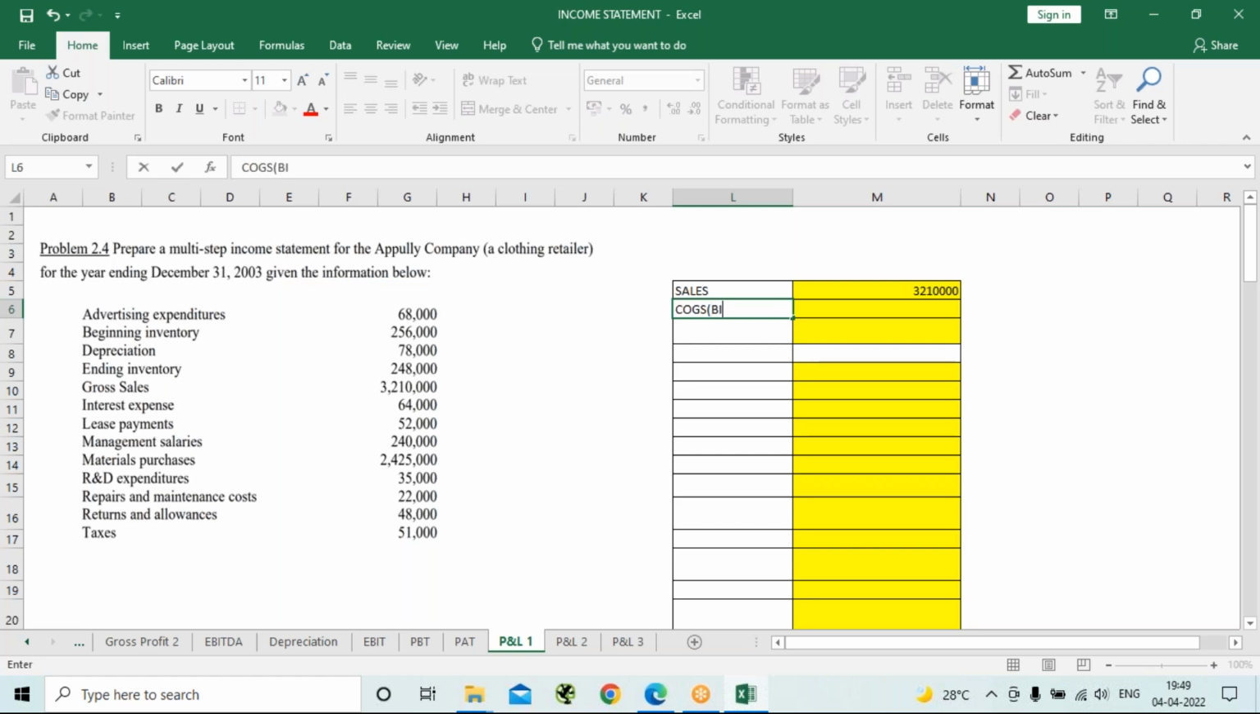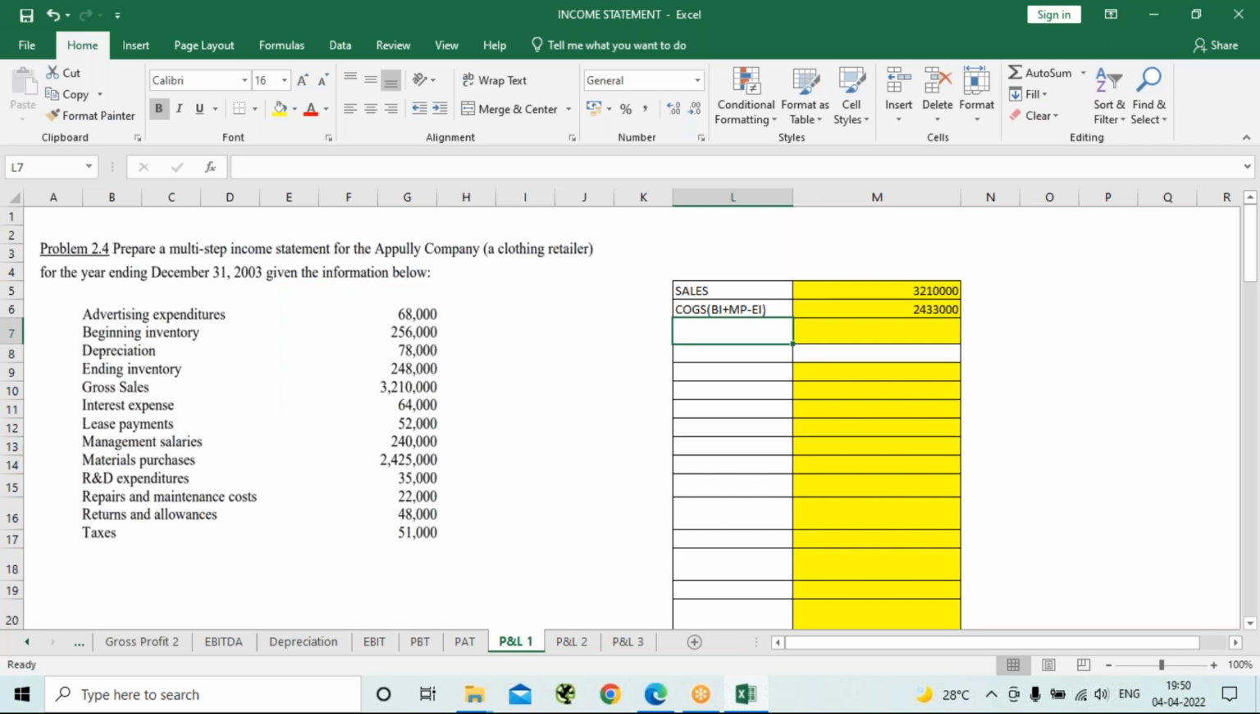It is beginning inventory, plus material purchases, minus ending inventory. Okay, so we will put all these values in. It equals 2,56,000 as beginning inventory, plus the material purchases value of 24,25,000, minus the ending inventory of 2,58,000. So the value comes here as 2 crore, is it 2 crore?